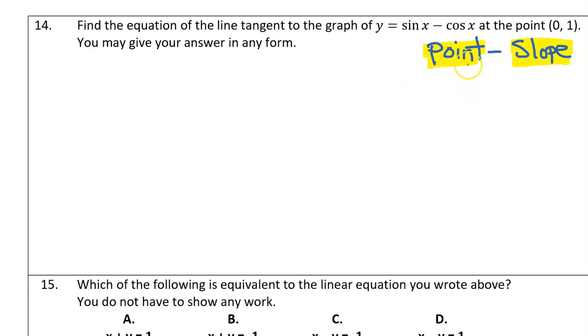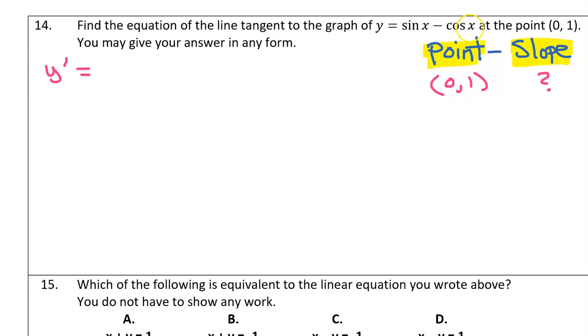A cool thing about this problem is that they've already given us a point. The point of tangency is (0, 1). All we need is the slope. Well, in a calculus class, the way you find the slope is you find the derivative. That will give you the slope at any point, including this one.